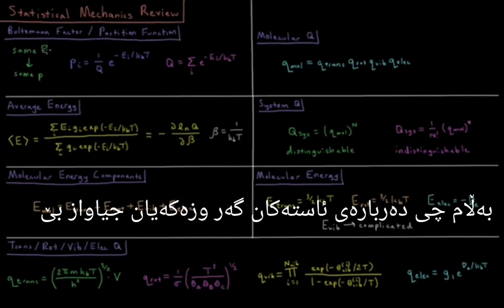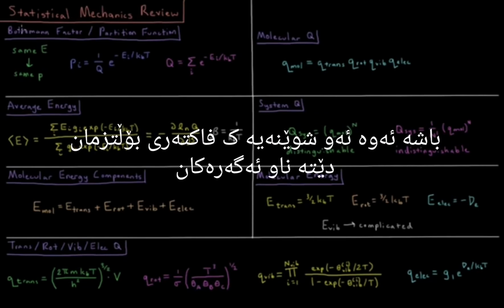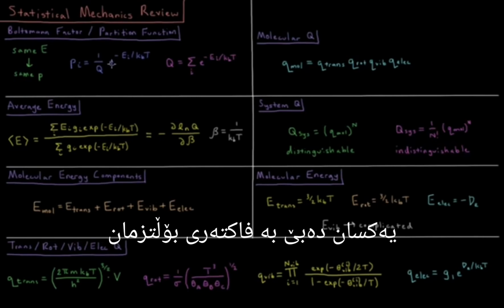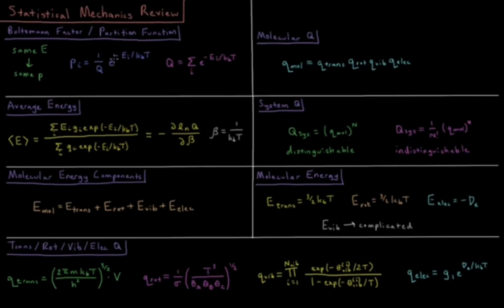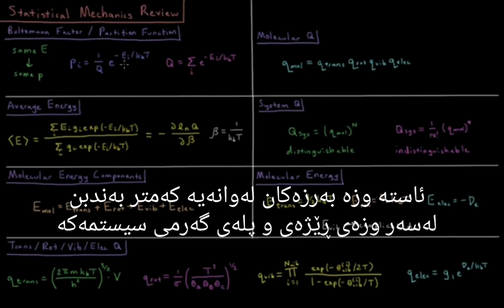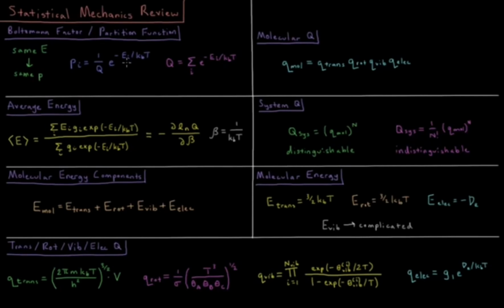But what about states with different energies? Well, that's where the Boltzmann factor comes in. The relative probability of being in each state is going to equal the Boltzmann factor, which is e to the minus energy of that state divided by the Boltzmann constant times temperature. So lower energy states are more probable and higher energy states are less probable, depending on their relative energies and the temperature of the system.